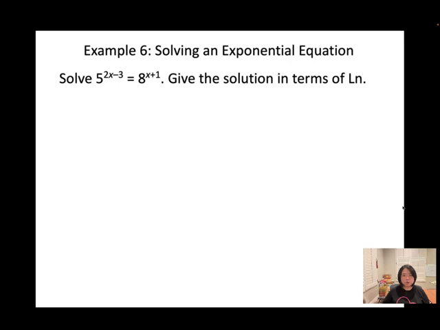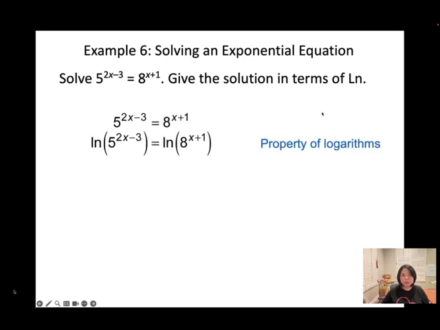Okay, one more. Give the solution in terms of the ln, okay? You do not need to use the calculator. Same idea, we don't have the same base here, okay? So we're gonna take the natural log for both sides. And then we're gonna use the power property. Put the exponent to the front.